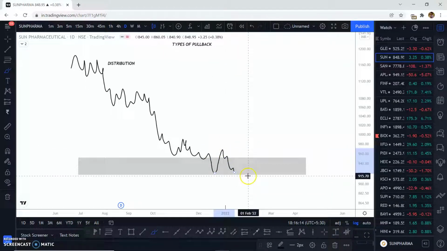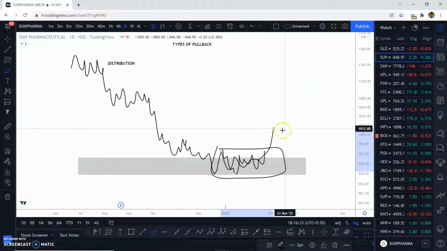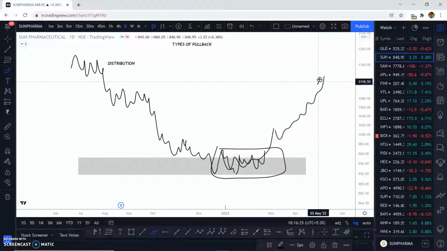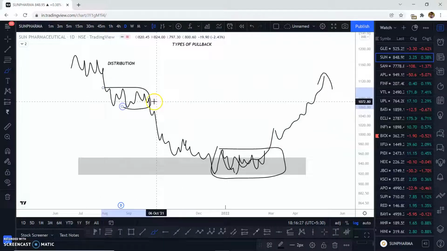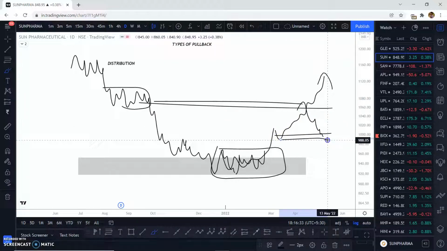Now what I need is the price to spend some time, create accumulation, then move above. This is where I will start looking for my long trades. And obviously when the prices are here, it will act as some supply. It will show me some retracement, come to my demand zone, and then this is where I will start looking for my long trade. So you need to understand this, guys.